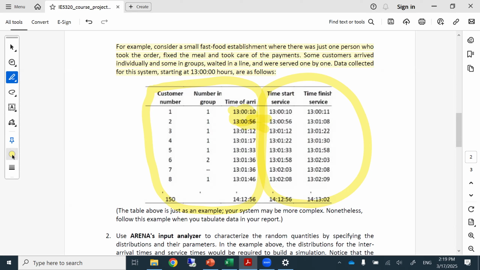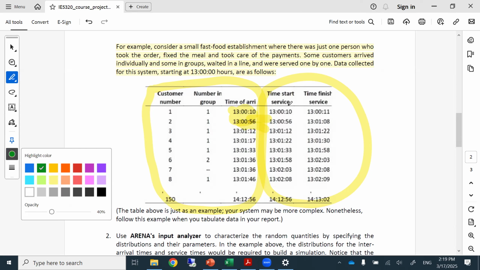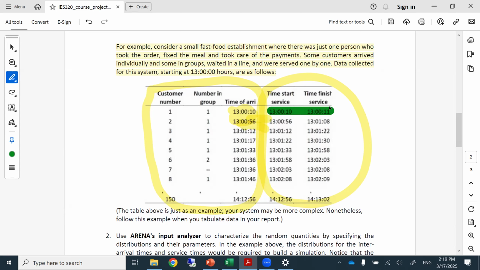So now we're going to look at the processing times. For that, we are looking at the difference between these two. So the first processing time is 1 second, the second processing time is 12 seconds, and so on.